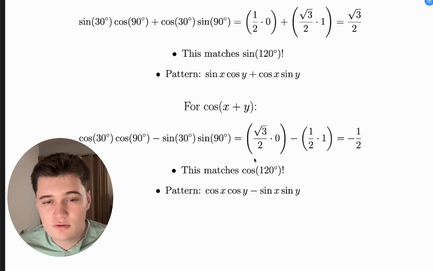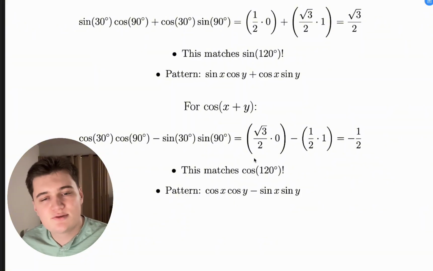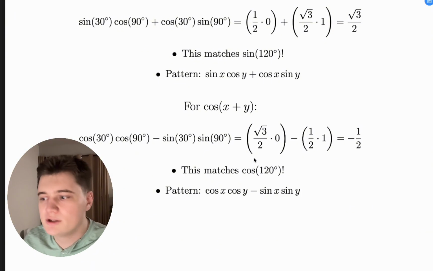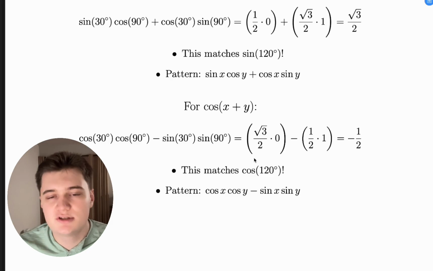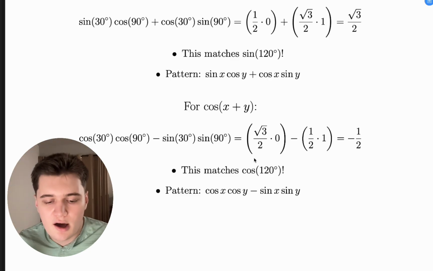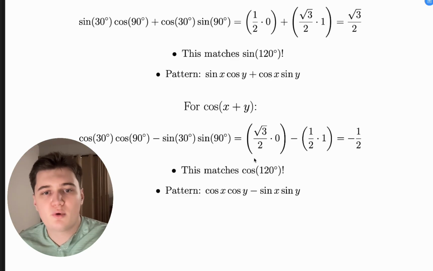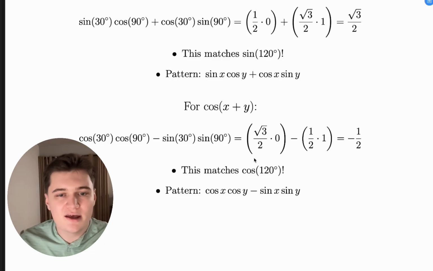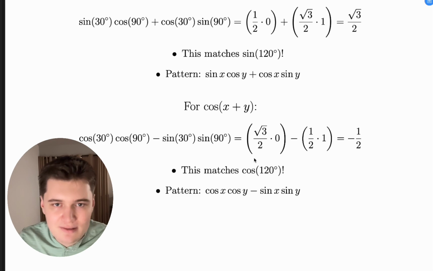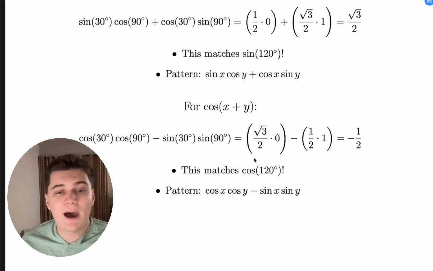Square root of 3 over 2 multiplied by 0 is just going to give us 0, minus, in this case, we have to subtract 1 over 2 multiplied by 1, and it's going to give us minus 1 over 2. It means that this combination of trigonometric identities works and matches cosine of 120 degrees. Therefore, we take the variables x and y, and once again we plug them back into the equation, and it's going to give us the formula. It's going to give us the pattern.